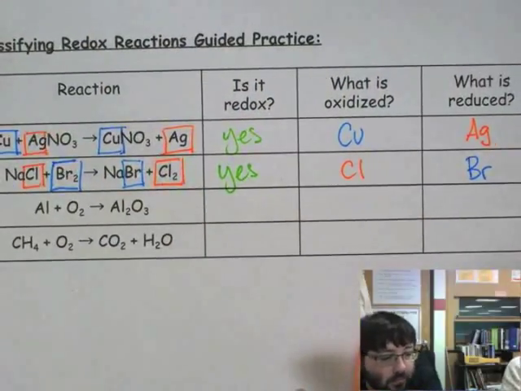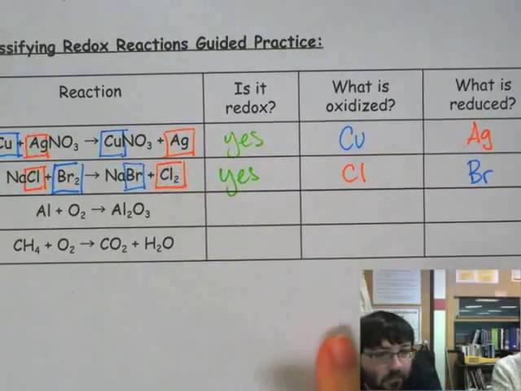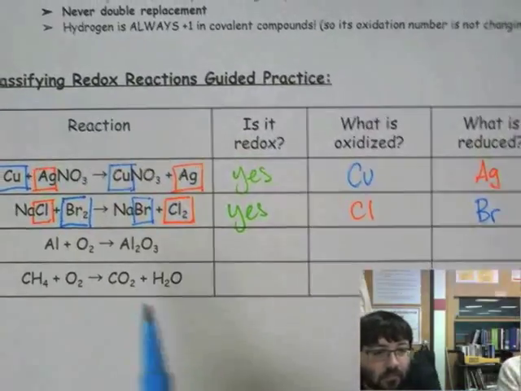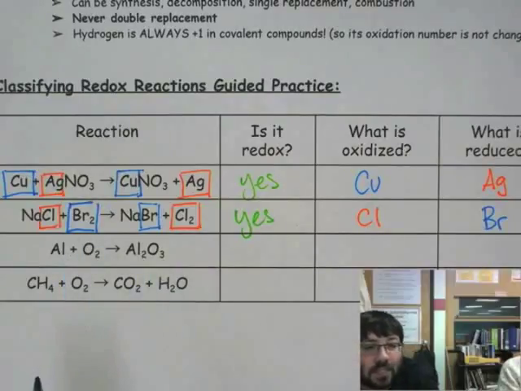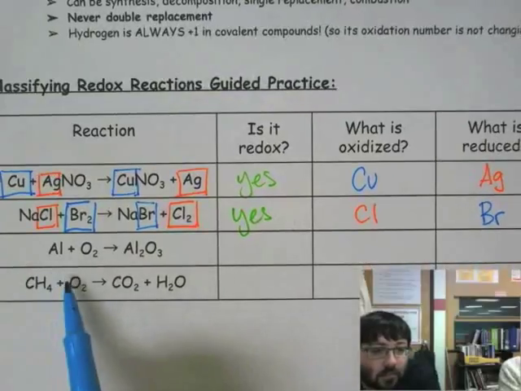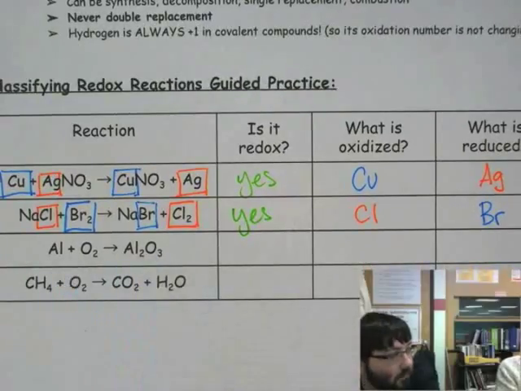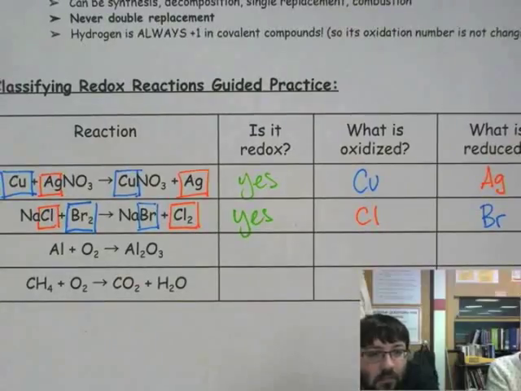Okay, let's take a look at one that's a little bit weird. We have two things that are alone, and now they're part of a compound. So this is a synthesis reaction. We have two single things that come together to make a new thing. So yeah, that is a synthesis reaction.